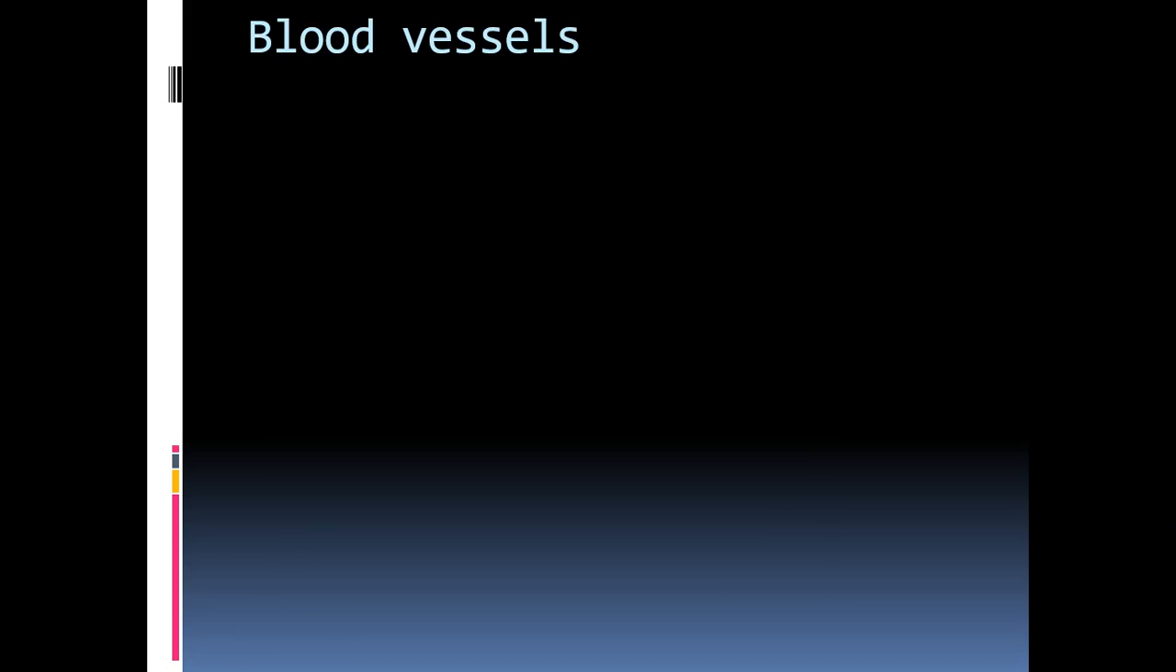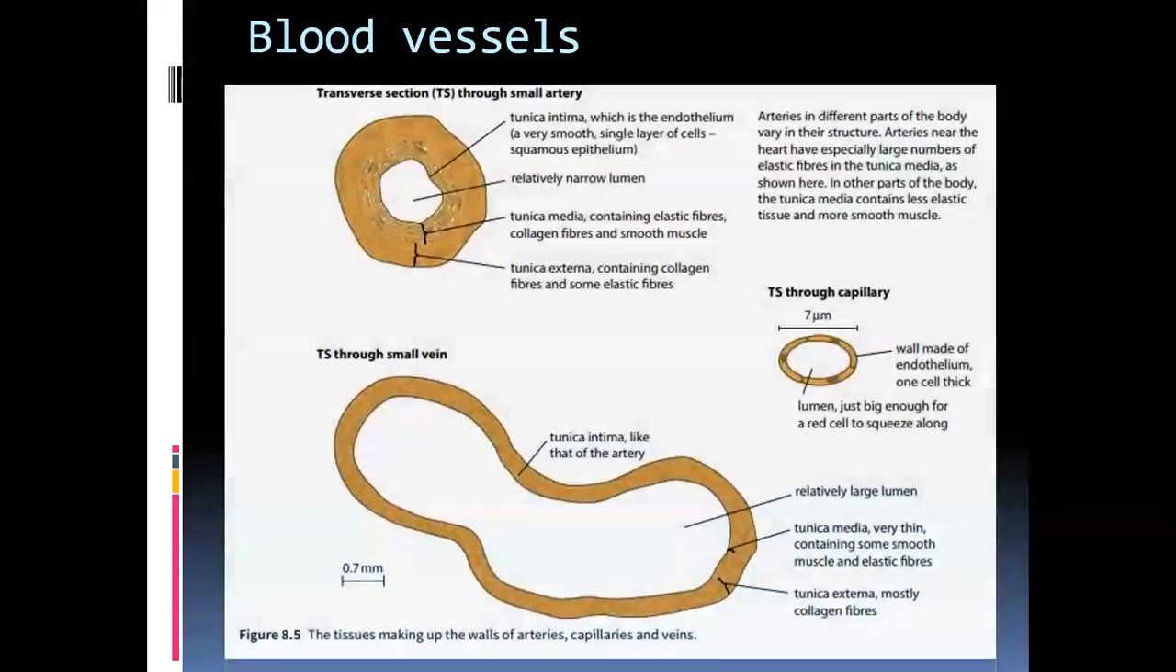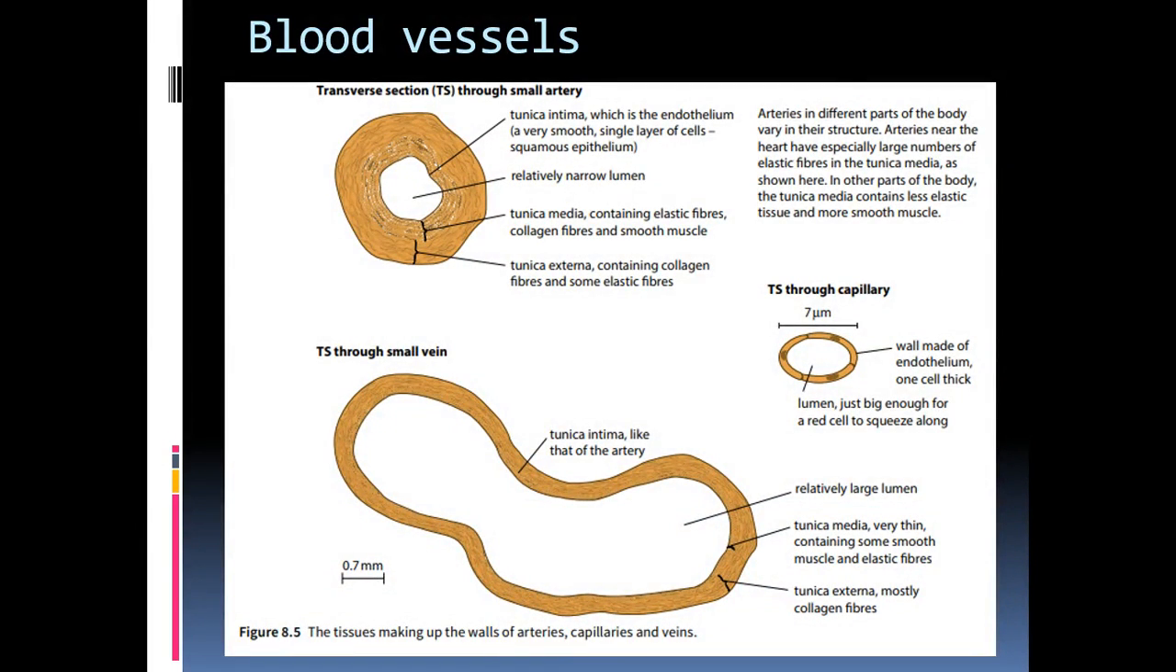So next we are going to look at one of the components of the blood circulatory system, which are the blood vessels. And as you may have already known by now, the three types of blood vessels are the artery, vein, and capillary. Basically, arteries are the blood vessels that carry blood away from the heart, and veins are blood vessels that carry blood to the heart, while capillaries are smaller vessels that link both of them.